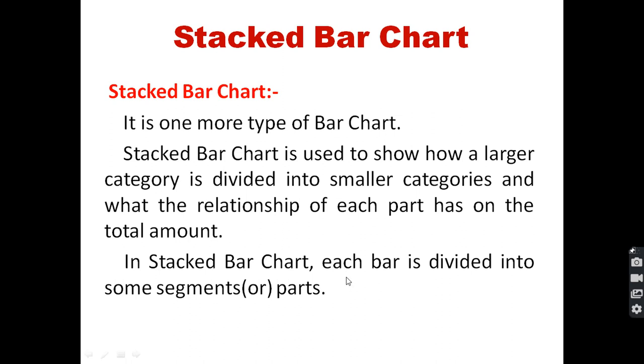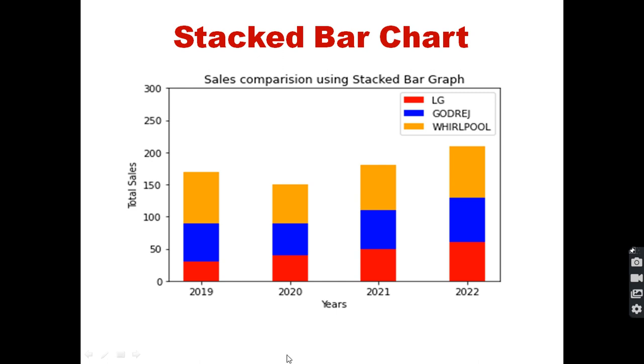In stacked bar chart, each bar is divided into some segments. We already saw that. So this bar can be divided into three segments, here and here and here. Each and every bar can be divided into three segments. How one segment can affect the total sales of refrigerators is also shown by using a stacked bar chart. Now we can go to the system.